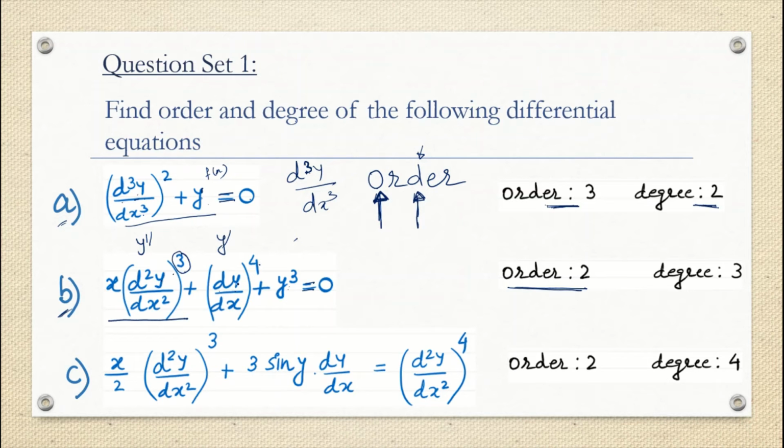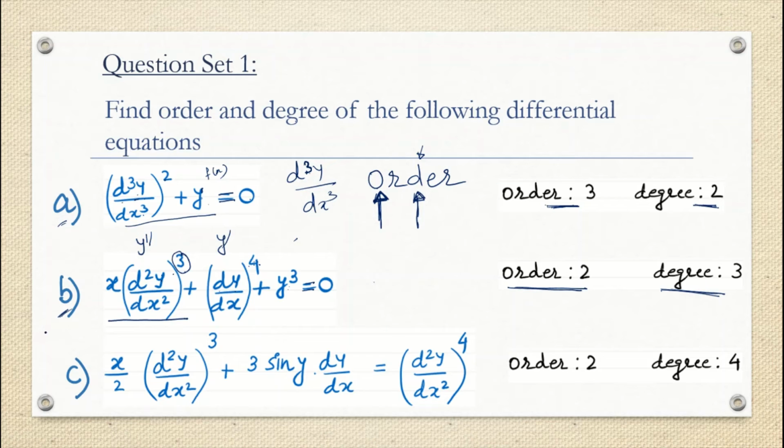Why? Because this 4 is higher than 3, that is okay, but this 4 is power of what? This is the power of dy by dx only, and we have to see the power of highest derivative. So whenever you have to find degree, you don't have to bother about other terms. Just see which one is your order, which one is your highest derivative, and just see what is the power of that. You don't have to see here and there. So the power of highest derivative is 3. So the degree is 3.